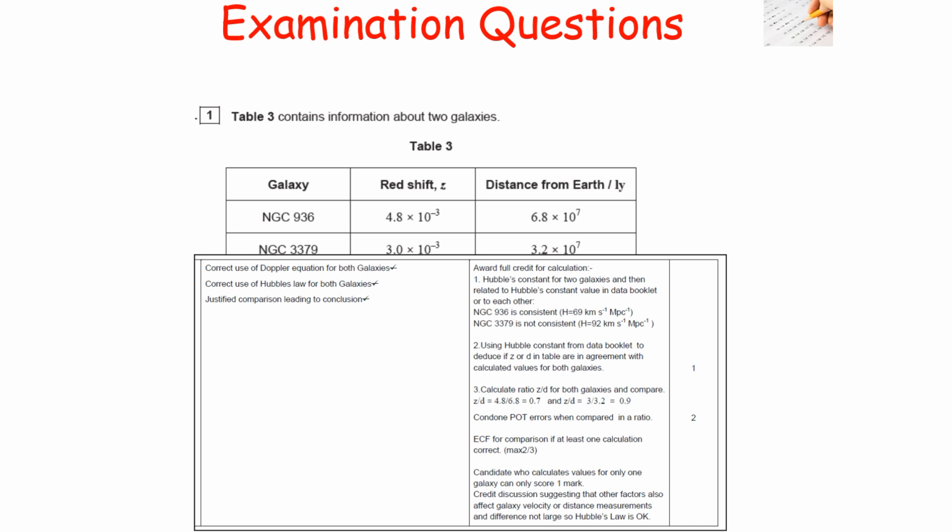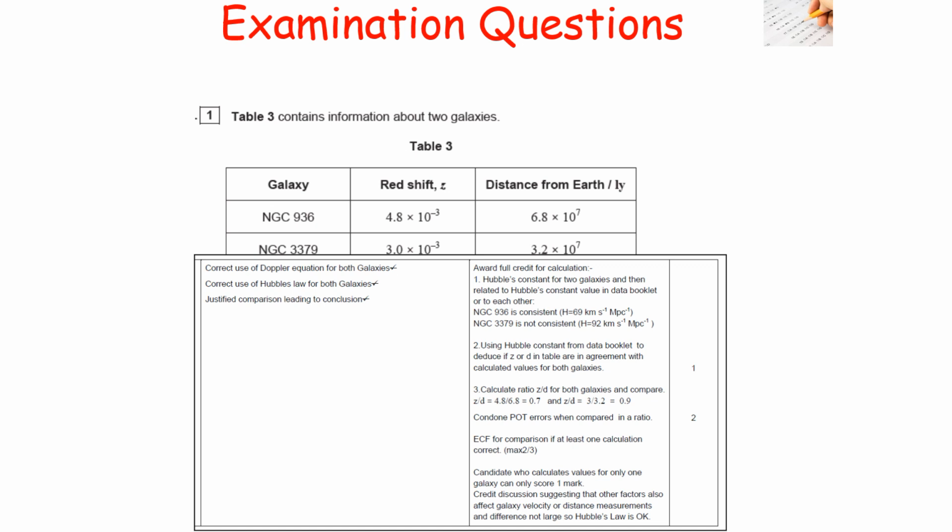Now it's important to note that when we're working out our consistent value for the Hubble constant, which is H, we've got to convert our value of velocity from meters per second, which you've worked out in that previous equation, into kilometers per second. So you convert both of them. Then at that point you will work out the Hubble constant for both. Now in this particular example you should work out that the Hubble constant for NGC 936 is about 69.